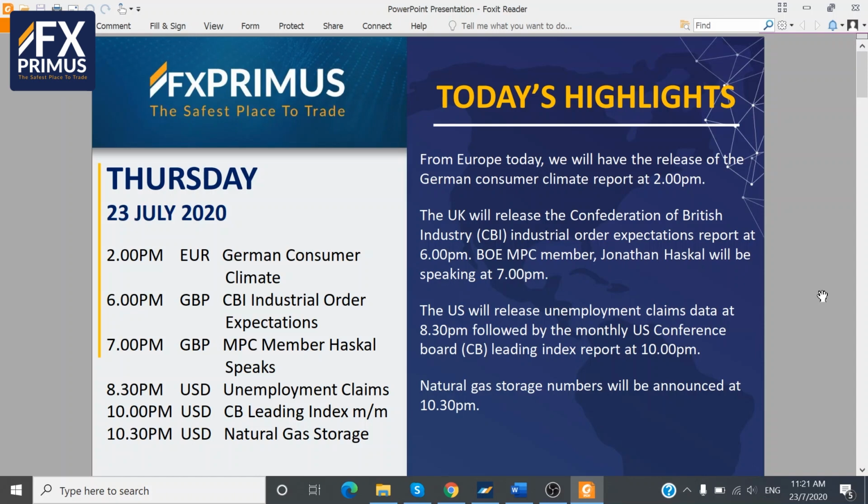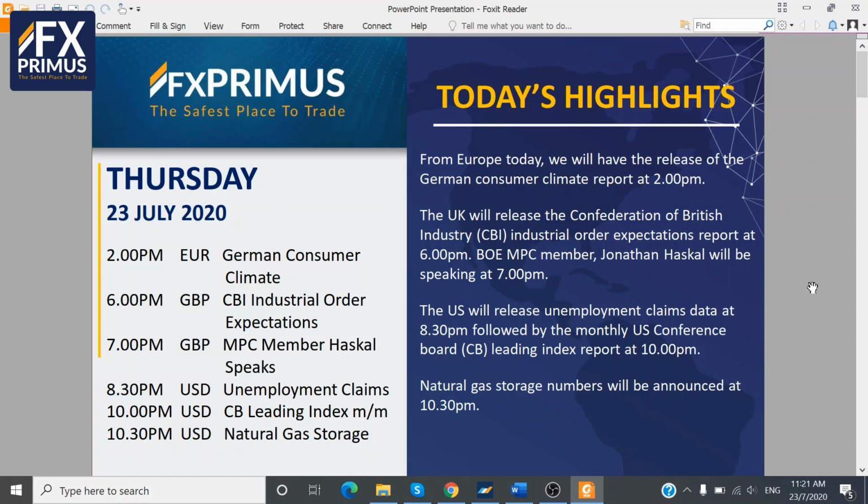So let us get started with today's market outlook. For today, it's going to be a mixed batch of economic data. We're going to be starting off with the European data coming from Germany. We will be having the consumer climate numbers at 2 p.m., followed by the Confederation of British Industry industrial order expectations at 6 p.m. Towards 7 p.m., the Bank of England's Monetary Policy Committee member, Jonathan Haskell, will be speaking.